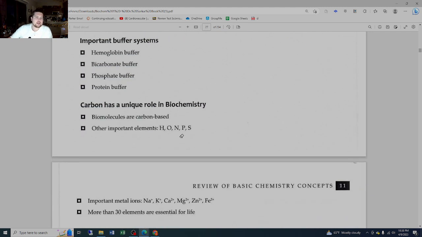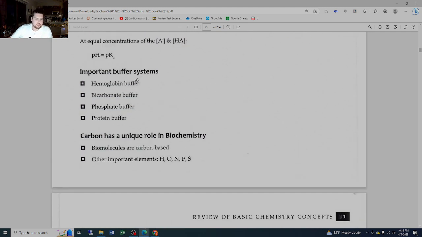Some of the important buffer systems that we will eventually look at are the hemoglobin, the bicarbonate, phosphate, and the protein buffer.